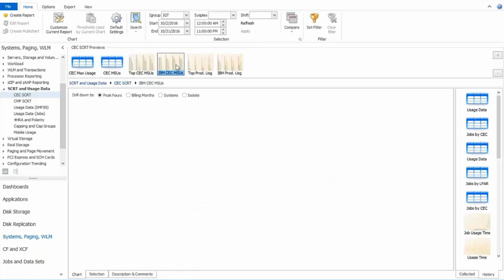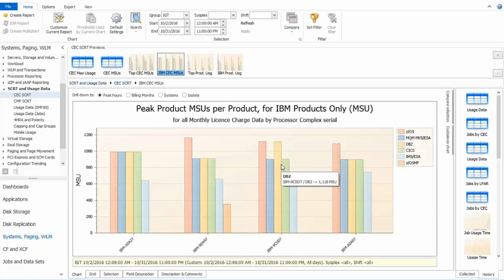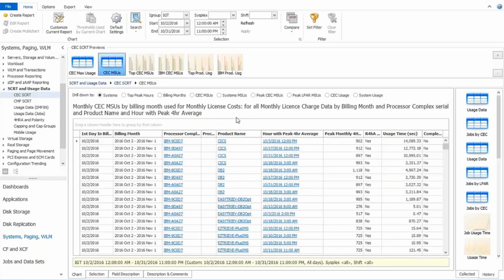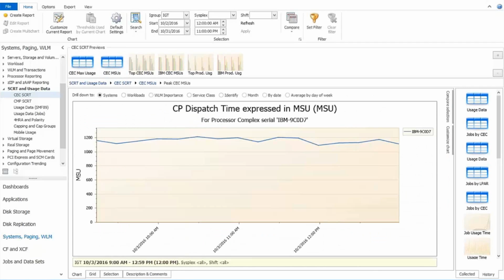Here also we see peak values for each IBM product for the billing month, and again with the relative relationships we can see the degree to which we have configured LPARs to have a less expensive software product suite. Okay, so let's drill down now directly into this interval where this peak occurred so that we can understand what workload was running at that time period.